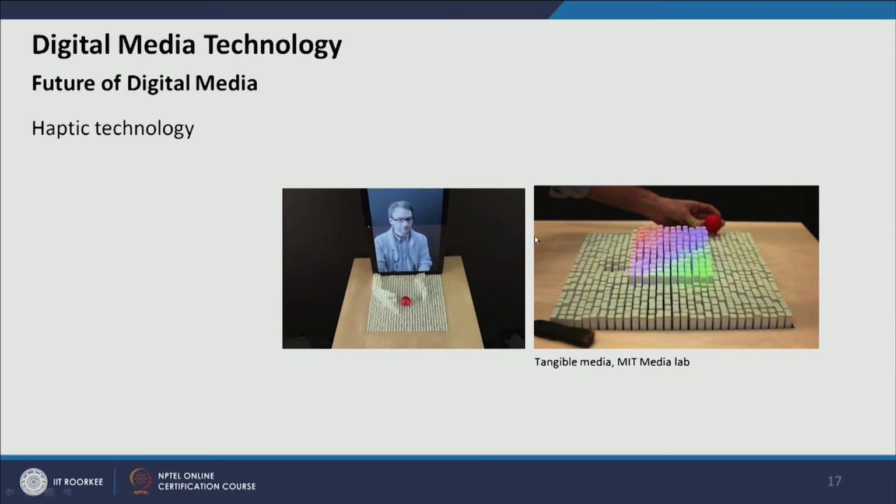Here it will interact with the ball, and there is a person sitting somewhere else. The image is displayed over here, but with some sensors his hand position is tracked, and the form of the hand is mimicked with these voxels. He is playing with the ball, which is far away, but he can hold the ball and move the ball with this technology.